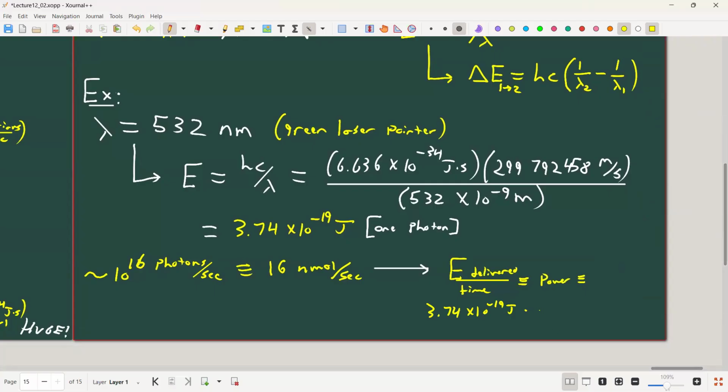times 10 to the 16 photons times 1 over Avogadro's number. Right. Wait, did I have that right? Oh, sorry. Hold on a second. Let me get this math right. Oh, okay. No, hold on. I know what I'm doing wrong. So let's do it in moles first.